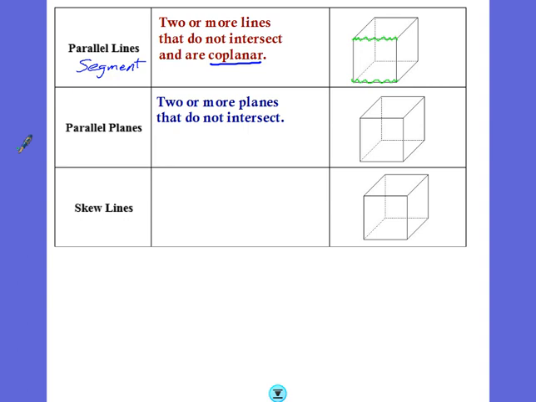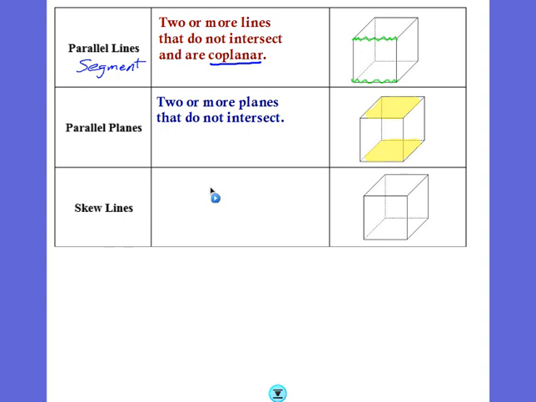Parallel planes are two or more planes that do not intersect. Anytime you hear the word parallel, it means it's not intersecting. So imagine again that this were a box. So the planes that would be parallel could be the top of the box and the bottom of the box. So the top and bottom never intersect. They're parallel from each other.